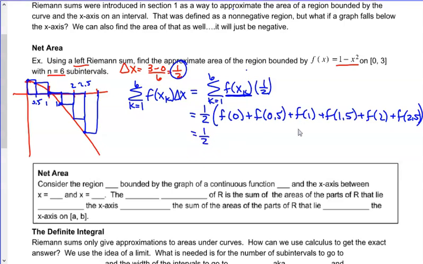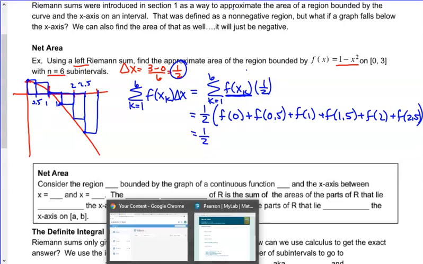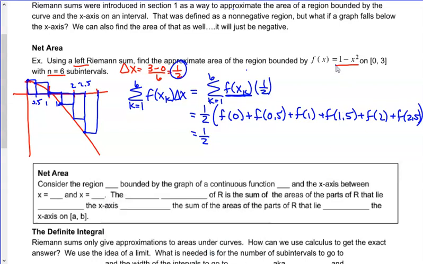Now, we can go and find these function values, and we can make use of our function, 1 minus x squared, in order to do that. Notice that there are some areas that are above the x-axis and some areas that are below the x-axis. The ones above are going to be positive, the ones below are going to be negative. That's going to come through when you plug in your function value. It's going to kick out a negative number for you.